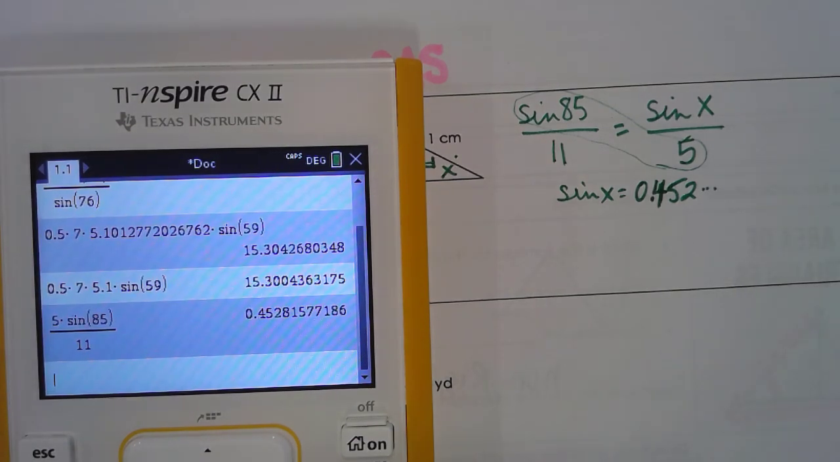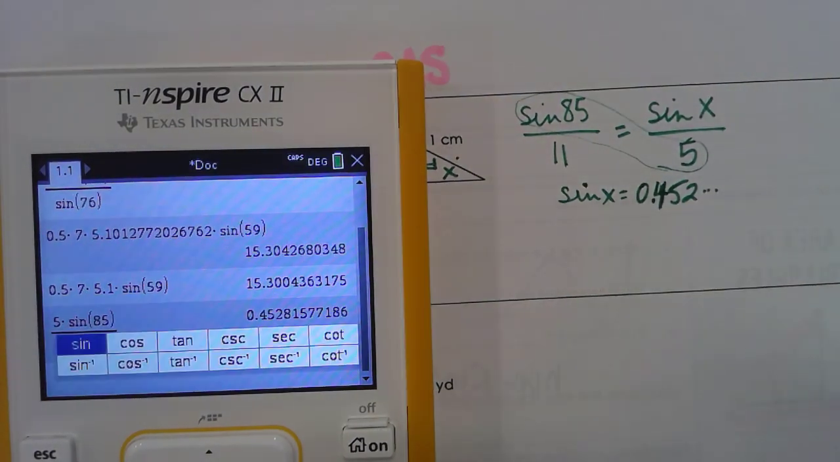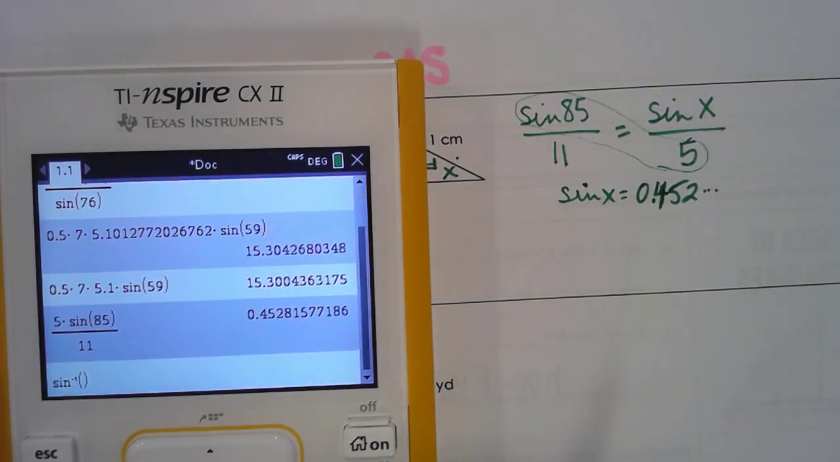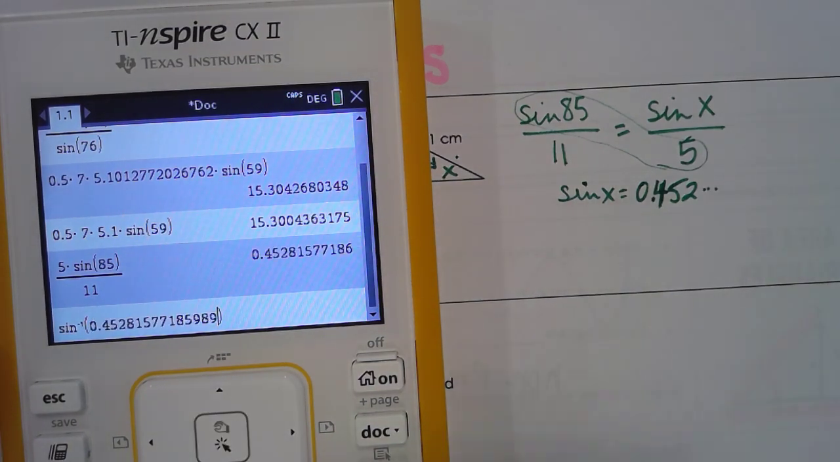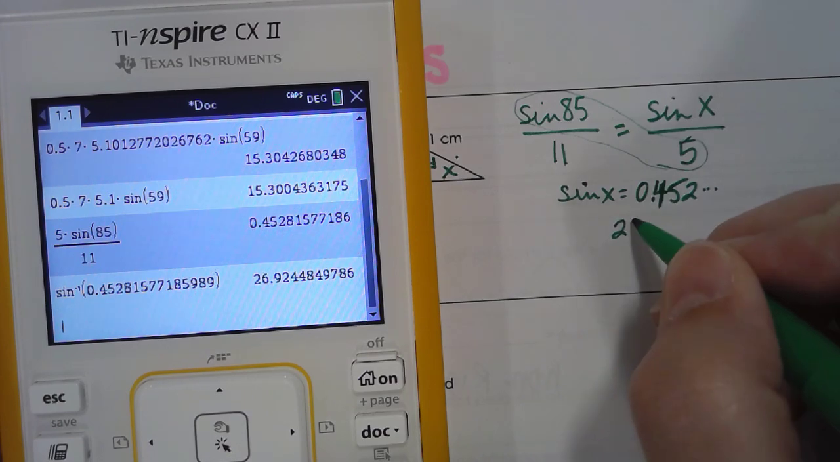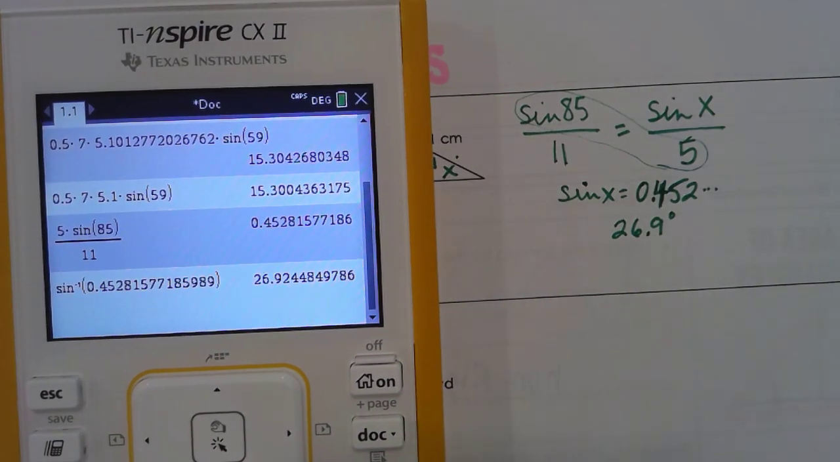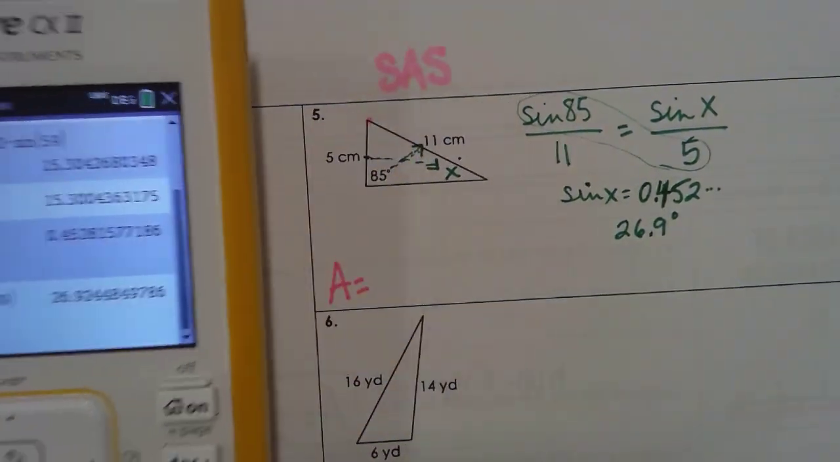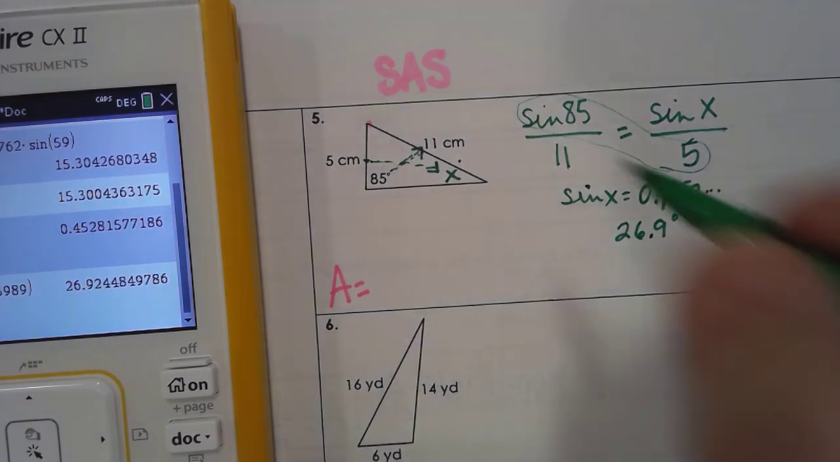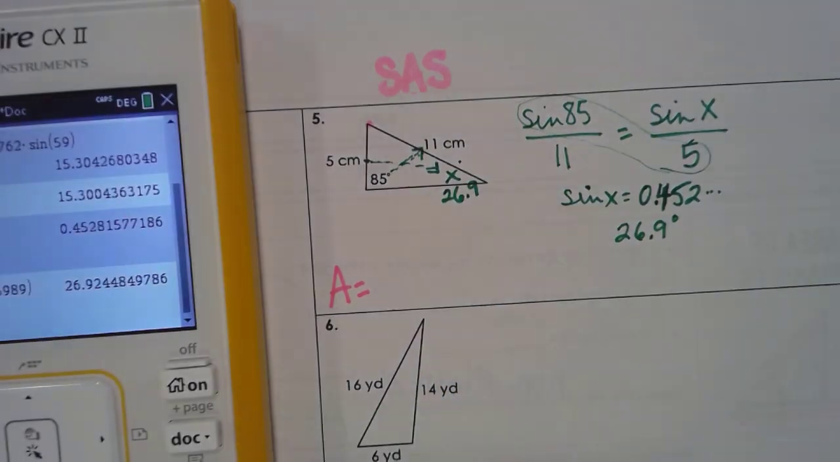So last step to get X by itself, to get rid of the sine in front of that, is inverse sine of all of that stuff, which gives us 26.9 degrees. So if this angle is 26.9, do we now have side angle side?